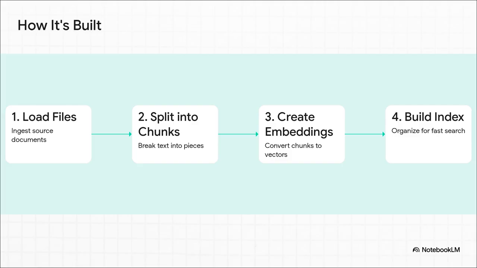So how does it build this library? Well, it all starts with ingesting your documents. First up, it takes all that text and breaks it down into smaller, more manageable chunks. And that's because searching for a needle in 1,000 small haystacks is way faster than searching in one giant one. After that, it converts those chunks into a special numerical format and organizes them into this high-speed index, so it can find things almost instantly.